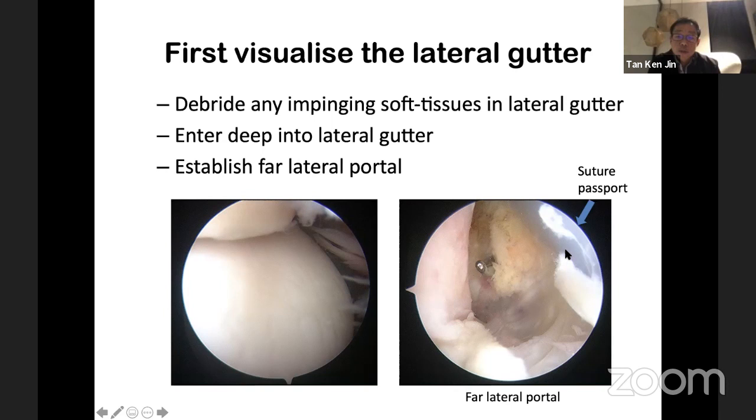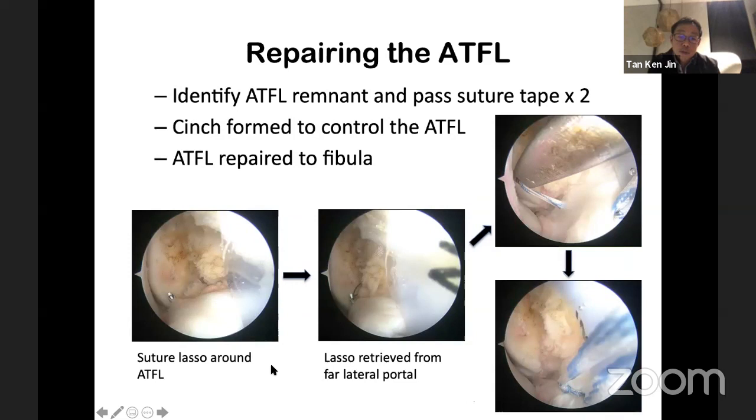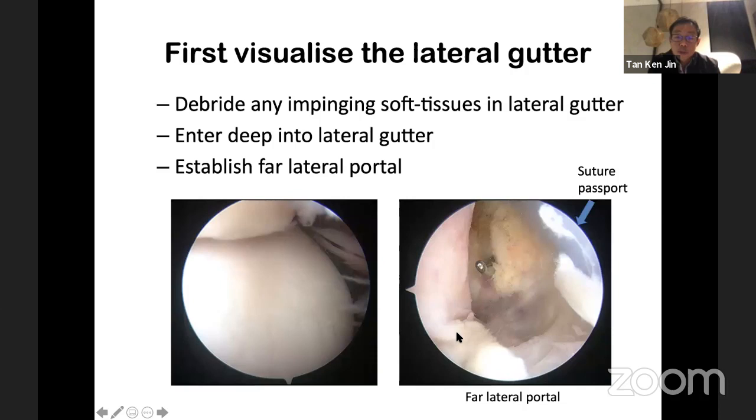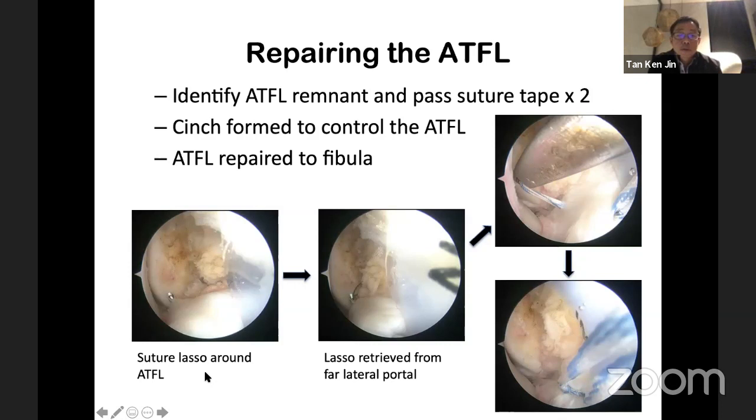The tissues you want to repair are these tissues running from the fibula to the talus. This is the lateral wall of the talus. These tissues are the lateral capsular tissues and the ATFL. It's actually a bit lower down than you think. So you need to really get into the lateral gutter to get there. Once you've identified the ATFL remnant, you want to pass your suture lasso from the lateral portal.